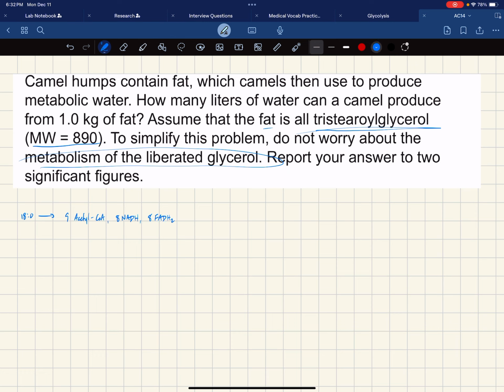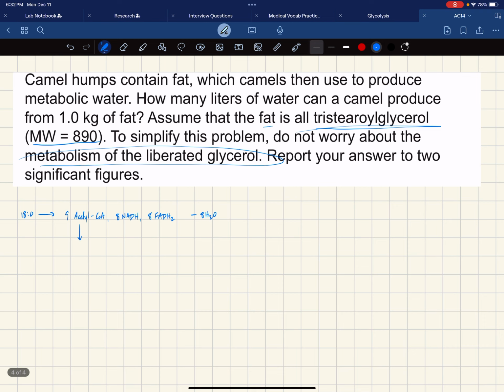And because this is beta oxidation, we're also going to lose 8 waters because you need to put water in to do this. And so we know from the citric acid cycle that for every acetyl-CoA we put in, we're going to make 2 H2Os. So this is going to be multiplied by 2. We're going to get 18 waters from our acetyl-CoA.